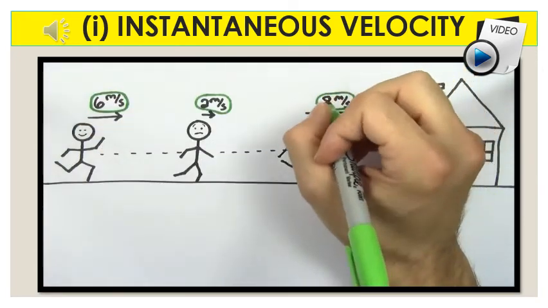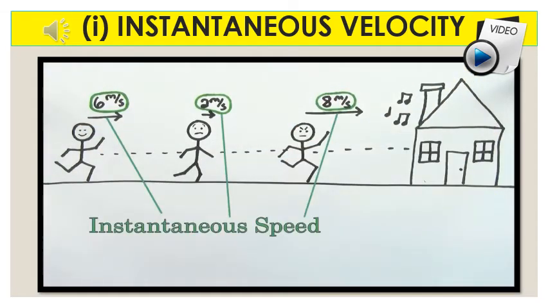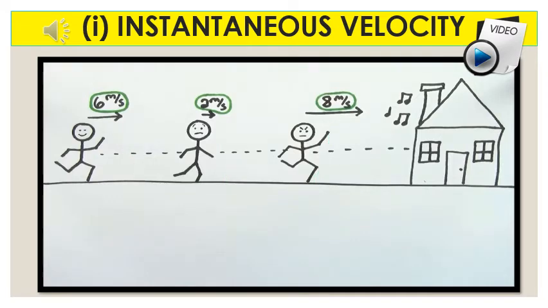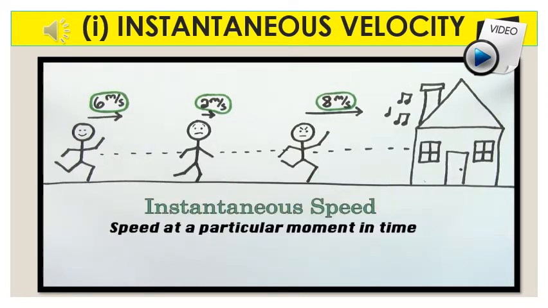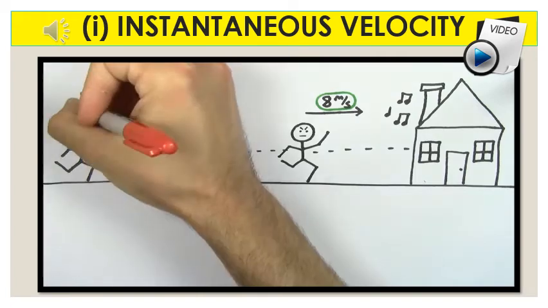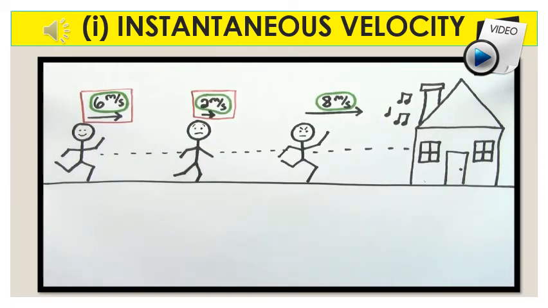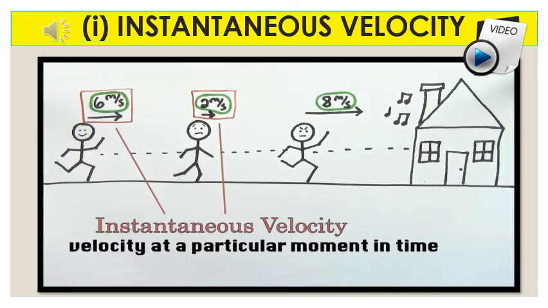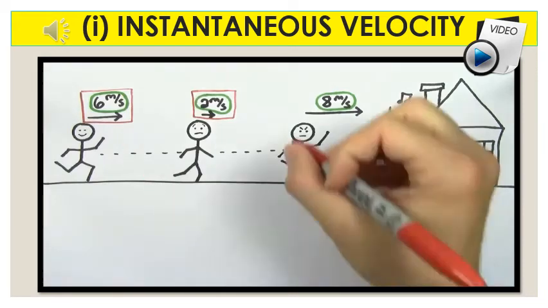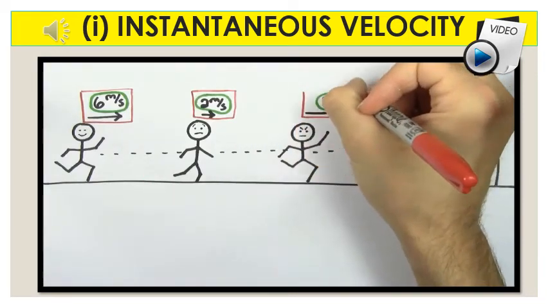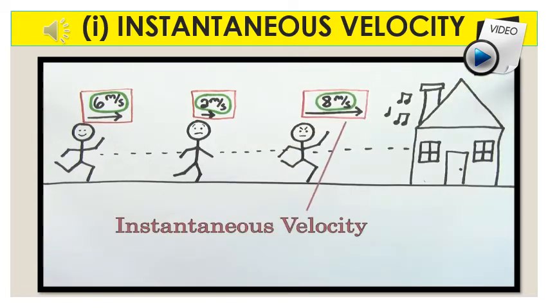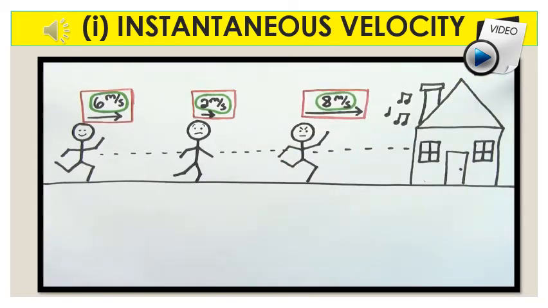These numbers are values of the instantaneous speed. The instantaneous speed is the speed of an object at a particular moment in time. And if you include the direction with that speed, you get the instantaneous velocity. In other words, 8 meters per second to the right was the instantaneous velocity of this person at that particular moment.